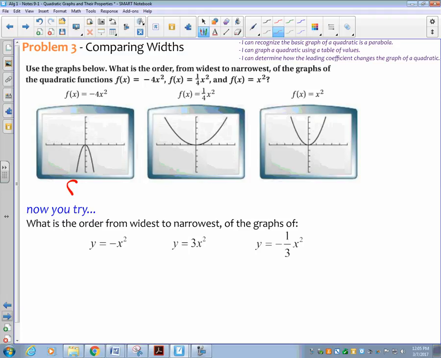All right, so we need to order them from widest to narrowest. So that would be f of x equals 1/4 x squared first. Then who's not as fat as 1/4 x squared? Which guy? This one or this one? The next fattest. Right, the one on the right, the parent function. And then that leaves this little skinny negative guy to be the skinniest of them all.